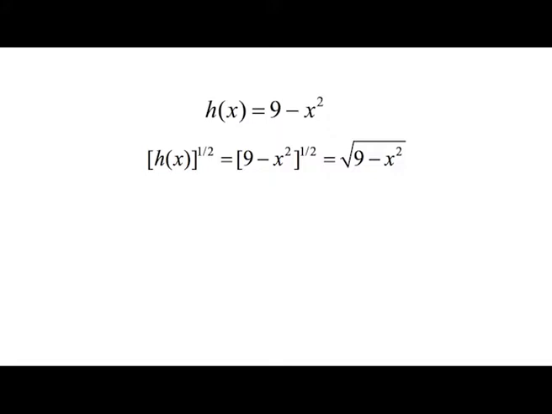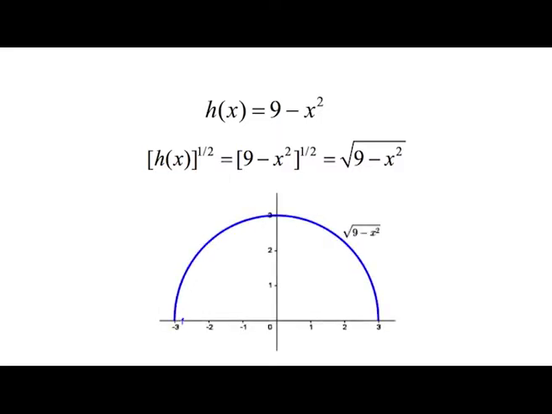But though h of x equal to 9 minus x square is continuous everywhere, h of x to the power 1 upon 2 equal to 9 minus x square to the power 1 upon 2 equal to square root of 9 minus x square is continuous only on the closed interval negative 3 to 3, as square root of 9 minus x square is defined only on the closed interval negative 3 to 3.